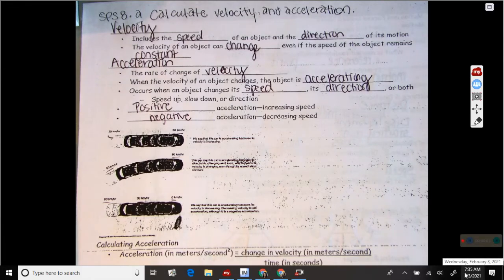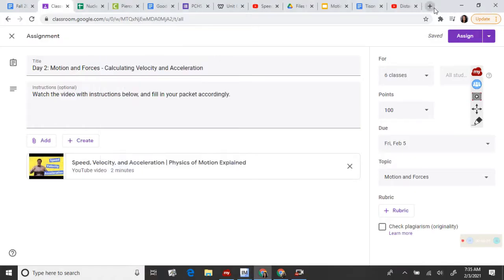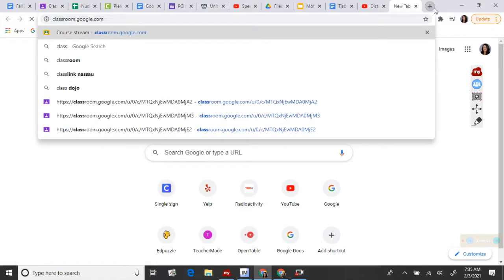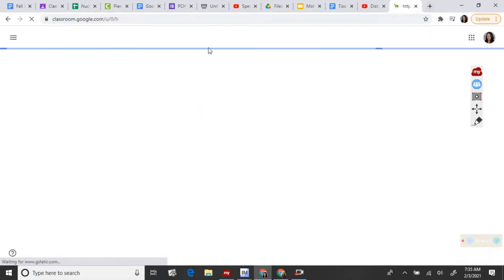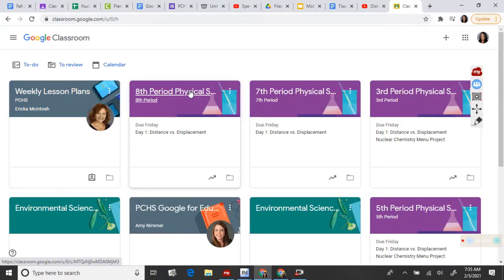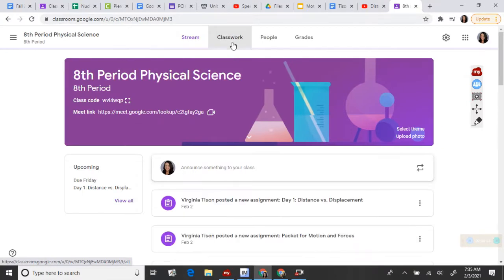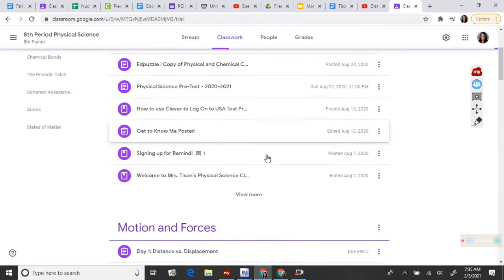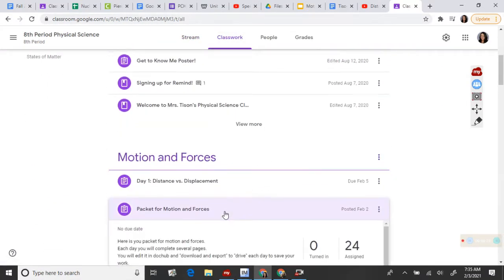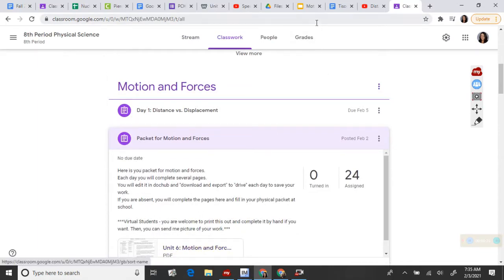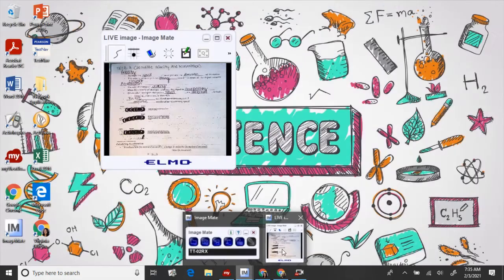Hey guys, today you're going to be on page 4 in your packet. Remember, if you need to find your packet, you can go back to Google Classroom and look at whichever section you're in. I'll just do 8th period, for example. Go to classwork, scroll down to motion and forces, and it is right here. All right? So we're going to be looking at page 4 of that packet.